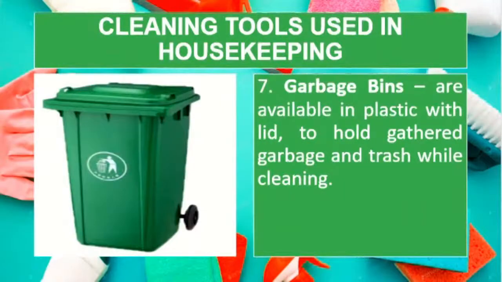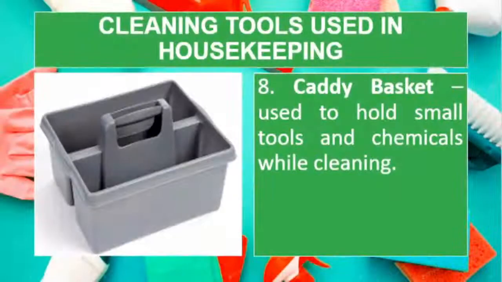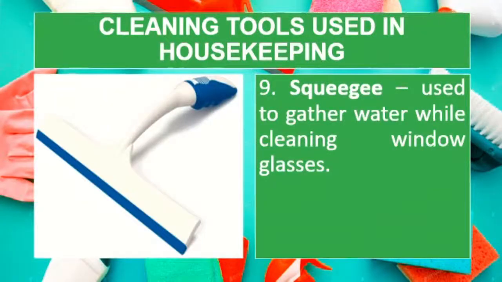Garbage bins are available in plastic with lid to hold gathered garbage and trash while cleaning. Caddy basket, used to hold small tools and chemicals while cleaning. Squeegee, used to gather water while cleaning window glasses.